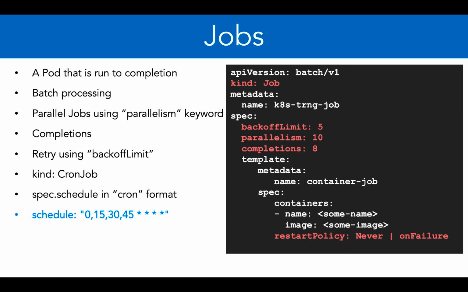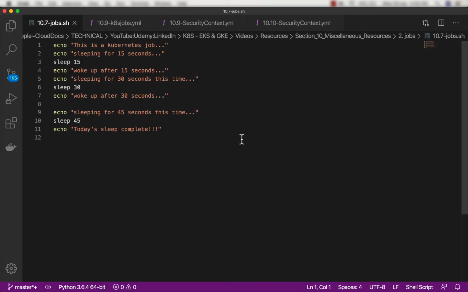Now it follows the cron format, remember, and it will run based on this timing format that we have mentioned. So let us go ahead and take a look at a small demo of jobs. This is the job that I'm planning to run. It's a very simple shell file, and it will run for approximately 1.5 minutes, and after that it will be completed. It's nothing, it's just echoing some comments.